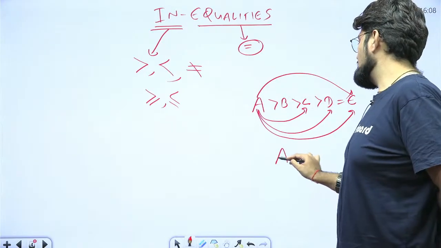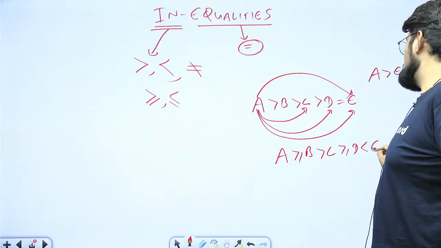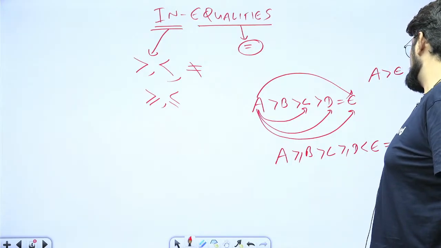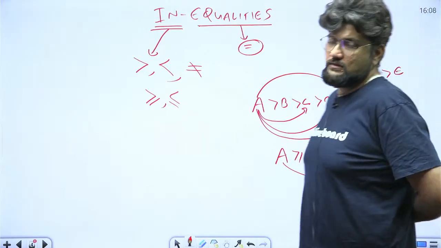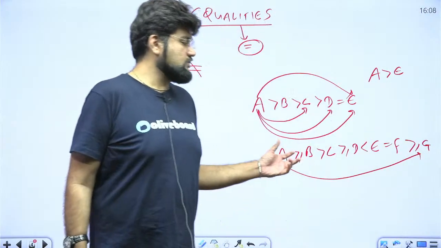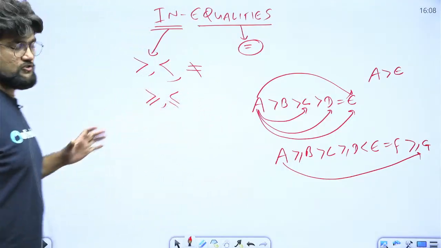But if I change it like this, A is greater than equal to B is greater than C is greater than equal to D is less than E is equal to F is greater than equal to G. Now tell me, how is A related to G? That is where the problem occurs. Solving this becomes cumbersome. You just can't do it normally. You just can't do it randomly. So you need to have some knowledge.